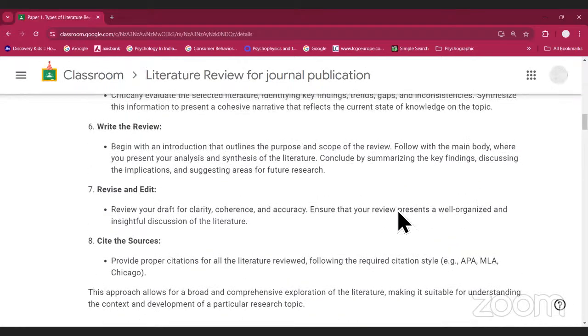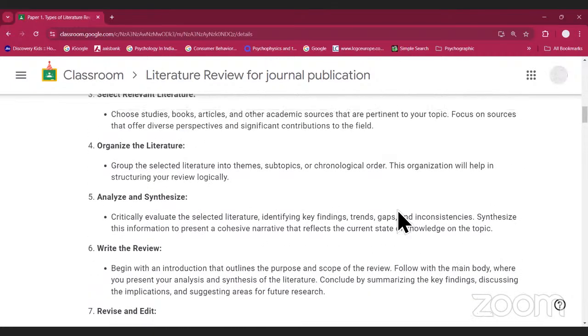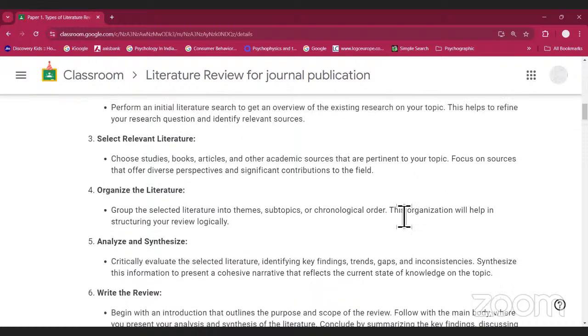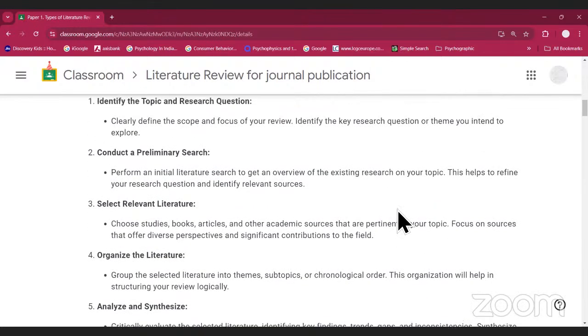So we have covered a few steps of the narrative literature review. Specifically, it gives a clear idea about the themes of research conducted earlier.